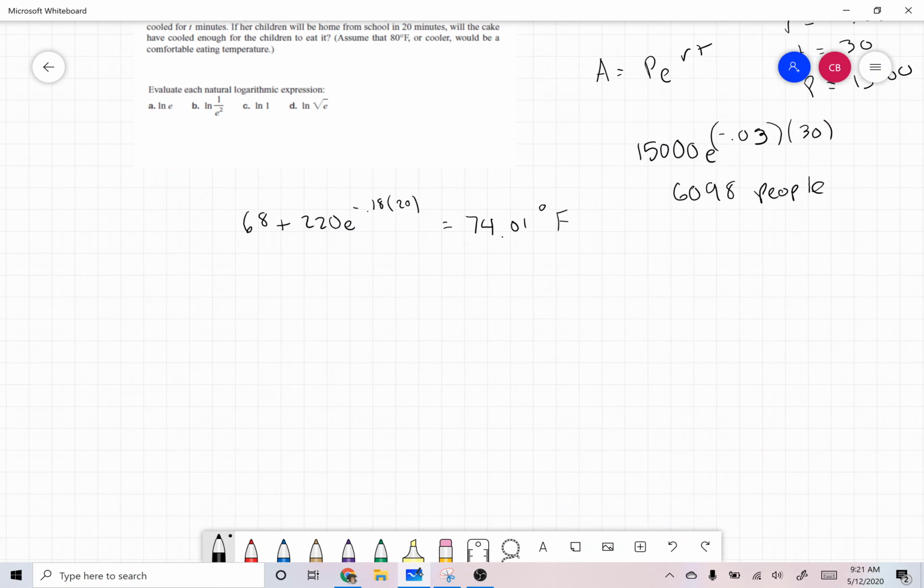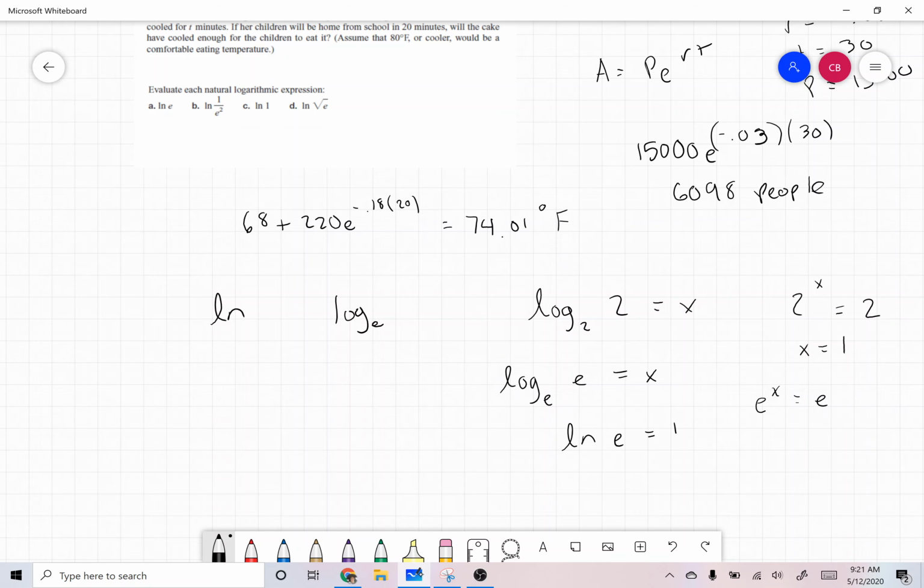Now for each of the other ones, let me explain. ln is the natural log. So what this means is this is the log base e of something. Remember in the past when we did log base 2 of 2, what we were looking for is 2 to what power is equal to 2. Well, we would say x is equal to 1. Well, this is log base e of e is equal to x. So this is e to the x is equal to e. And so this is secretly ln of e is equal to 1.